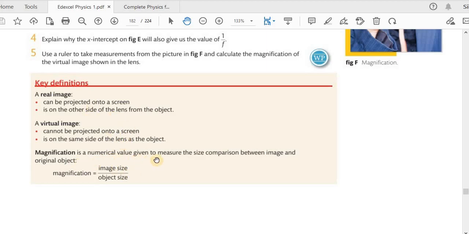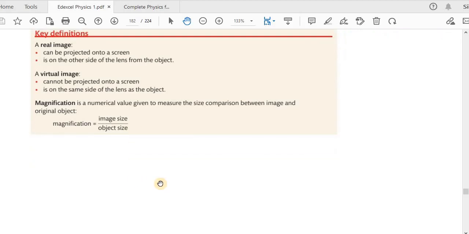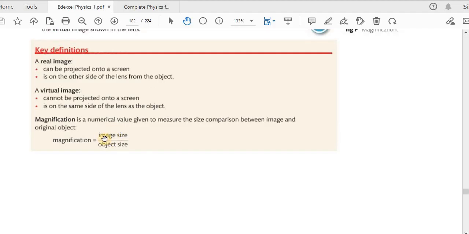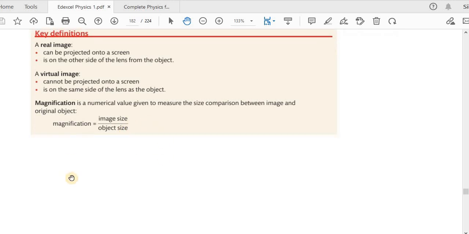Magnification is a numerical value given to measure the size comparison between image and original object. So magnification is image size or image height or certain image dimension divided by the corresponding object dimension. So if we take image height, here also we have to take object height, the same that is corresponding to the image, or any dimension. So for example, if you take triangle, for example, hypotenuse, and this also should then be the hypotenuse. If this is the length, then this also should be the length. So it should be the corresponding dimension.